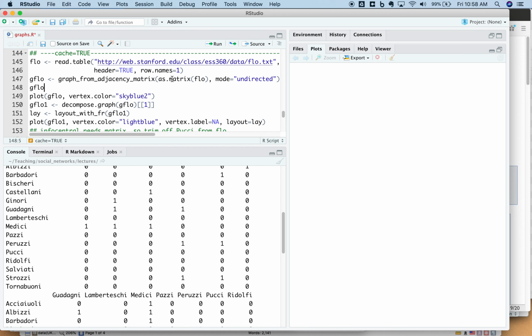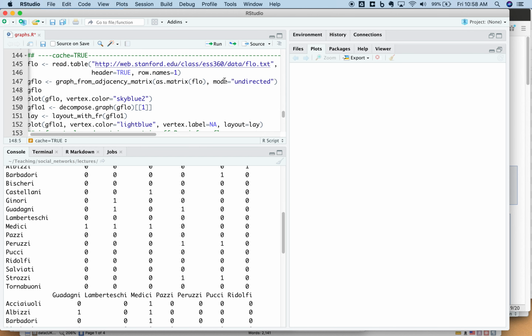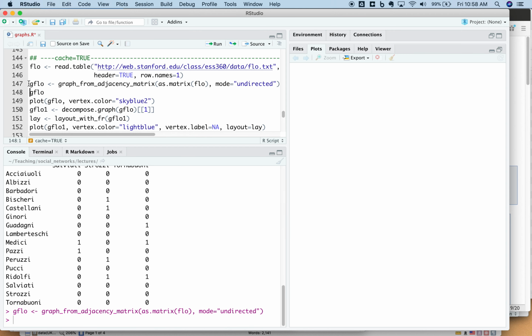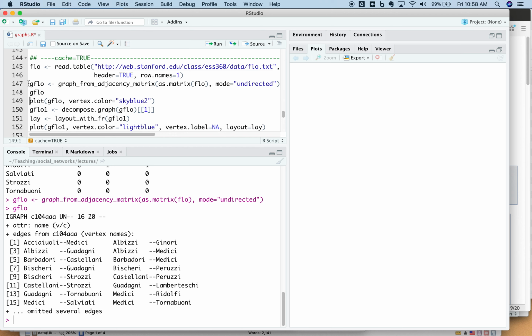We'll also just make sure that flow is a matrix, because when you use read table, it'll read it into R as a data frame by default. So we just coerce it into being a matrix, and we indicate that its mode is undirected, because it is an undirected relation. We've got that there. We can take a gander at it. We've got 16 vertices. We've got 20 edges. Okay. We can plot that if we like.